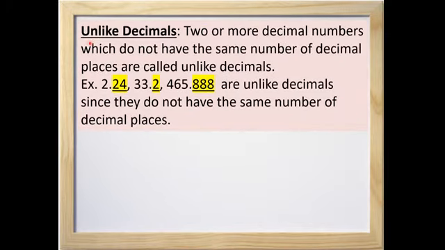Children, then what are unlike decimals? Two or more decimal numbers which do not have the same number of decimal places are called unlike decimals. For example, 2.24, 33.2, 465.888 are unlike decimals since they do not have the same number of decimal places. For the first number there are 2 decimal places. In the second number there is only 1 decimal place, and in the third number there are 3 decimal places. So they are called unlike decimals.